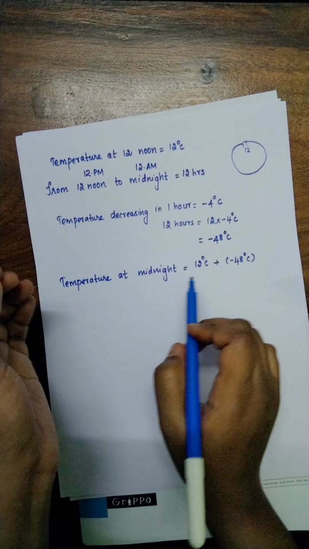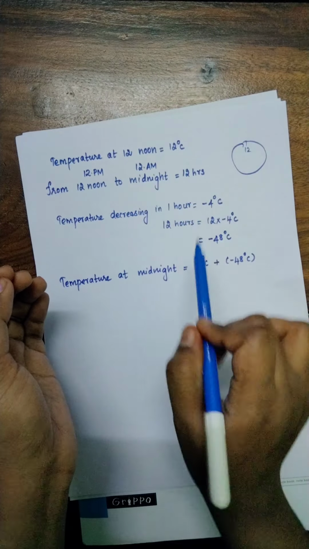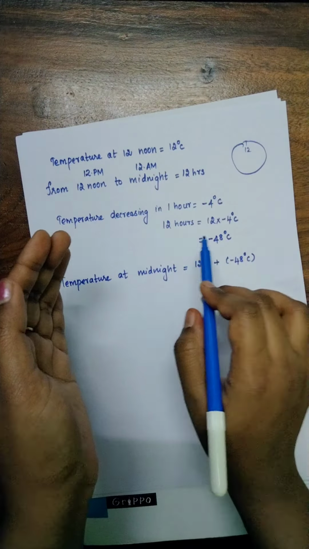So temperature at midnight is equal to temperature at 12 noon plus temperature decreasing in 12 hours. Temperature decreasing in 12 hours is equal to 12 into minus 4 degrees Celsius, that is minus 48 degrees Celsius. Temperature at midnight is equal to 12 degrees Celsius plus minus 48 degrees Celsius.